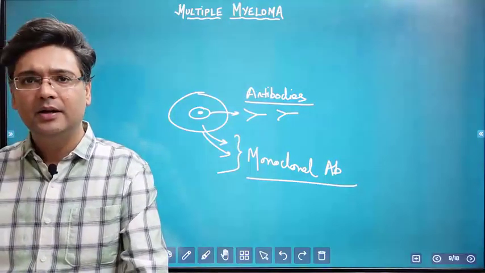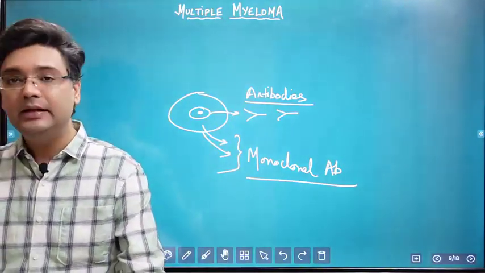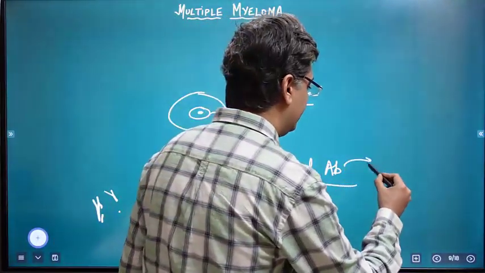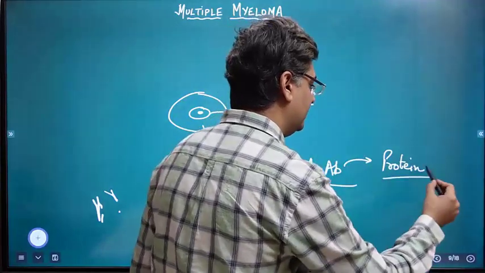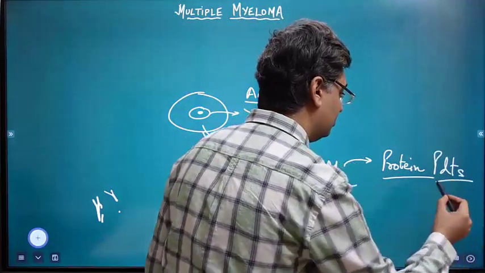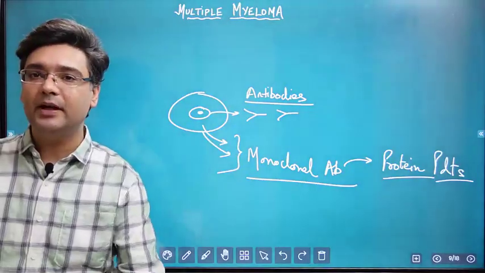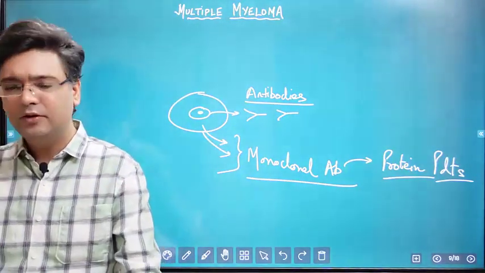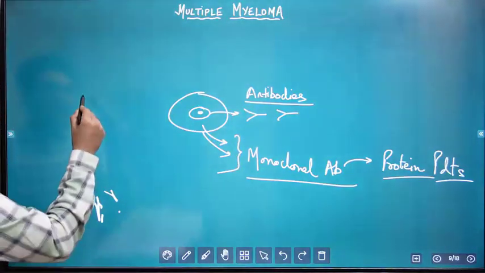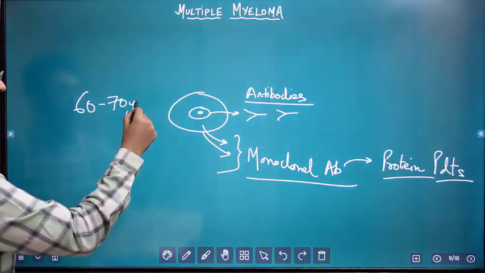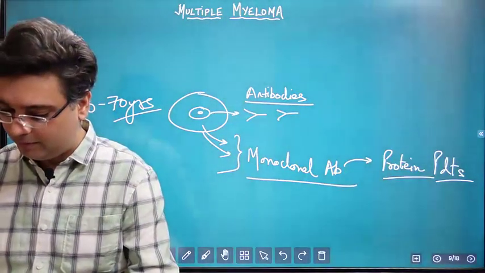And here what happens, because these monoclonal antibodies are being synthesized in very high quantity, these generally start getting deposited in the body as protein products, because ultimately what are antibodies? They are nothing but proteins, right? So they start getting deposited as protein products in the body, and the specific signs and symptoms are because of deposition of these proteins. Now the median age for diagnosis of multiple myeloma is 60 to 70 years. Okay, it is 60 to 70 years. That means it is not a disease of the young, but it generally happens in the older population.